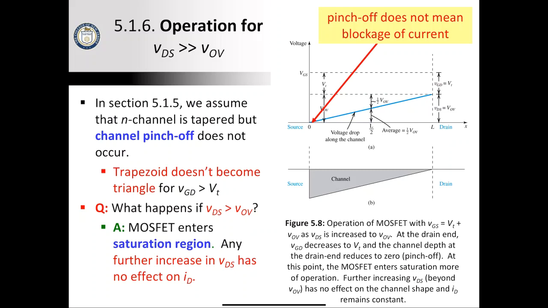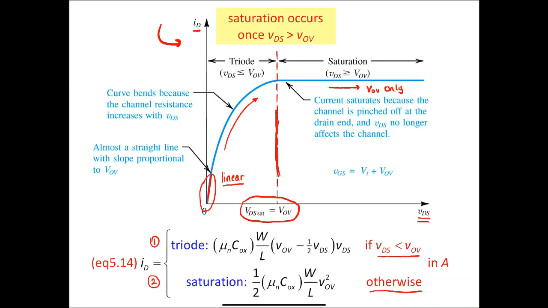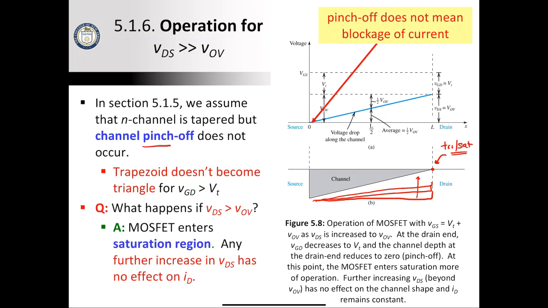All right. So in section 515, we assume that the N channel is tapered, but channel pinch off does not occur. And what that means is that we had originally a rectangle, which became a trapezoid and can become a smaller trapezoid, but it would only move as far up as to become a triangle. And this actually represents the boundary between the triode and the saturation. When the rectangle goes from a trapezoid and then shrinks down to a triangle, that's the boundary that we're talking about right here. What is pinch off? Pinch off is when what could potentially happen is that because the voltage over here continues to increase, this point actually begins to pull back and move to the left.